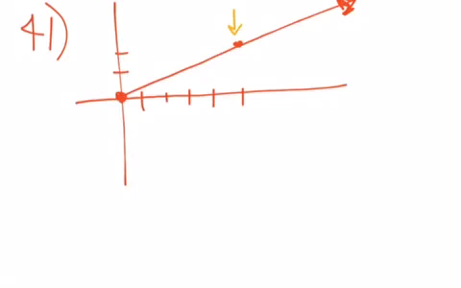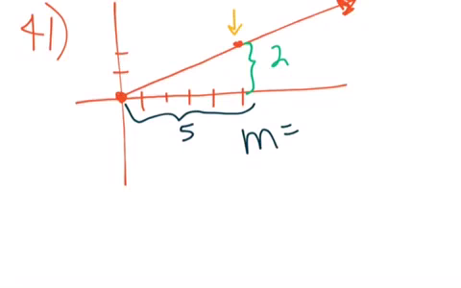So now we can figure the slope, which is the same thing as the rate of change, by doing the height, which is 2. Notice that that's equal to the change on the y-axis, and the width, which is 5 spaces. So then your slope is rise over run, which is 2 over 5.